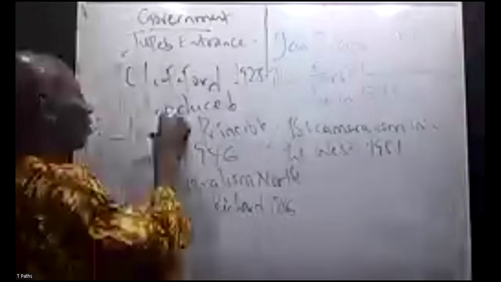The Clifford Constitution introduced what? Elective principle that led to the conduct of election and the emergence of political party. And I told you that the first political party in Nigeria is what? NNDP, Nigerian National Democratic Party, formed by Herbert Macaulay in 1923. Let's move on to the next question.